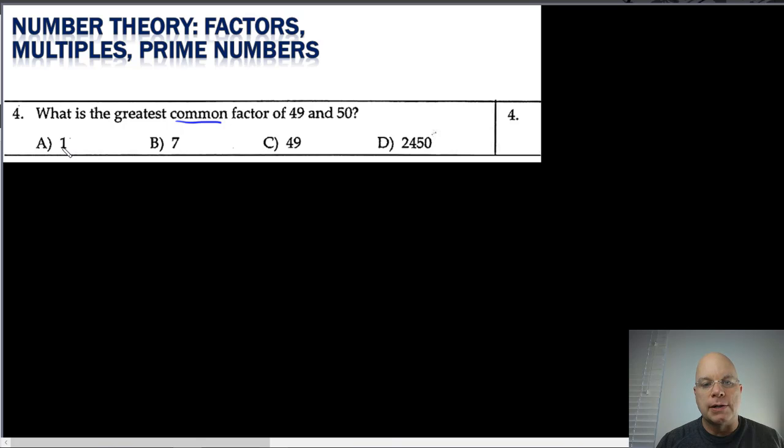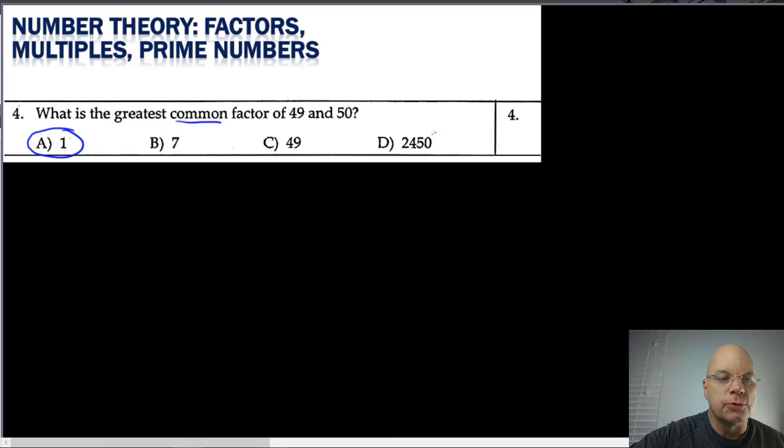And 1 is certainly a factor of both 49 and 50, because 1 is a factor of every number. 7 is a factor of 49, but not a factor of 50. 49 is a factor of 49, but not 50. And 2,450 is not a factor of either of them. It's likely a multiple of one or the other, or more than likely both. It's probably the LCM. So the only correct answer choice here is 1.